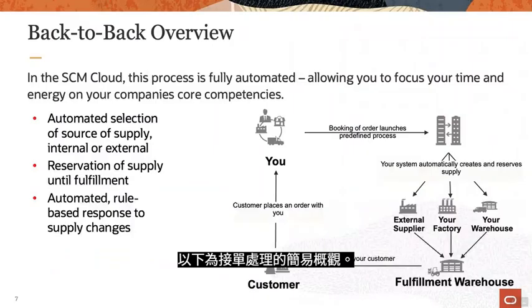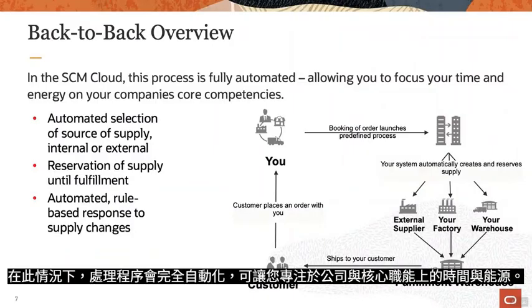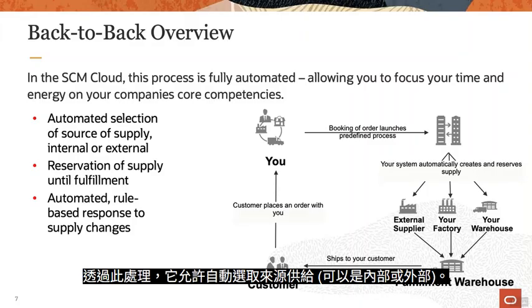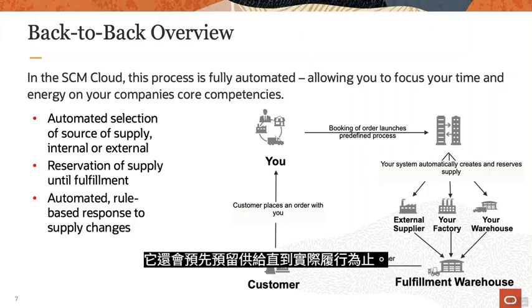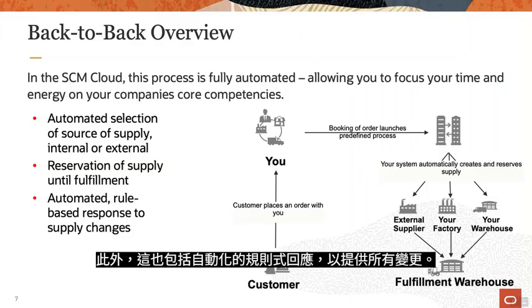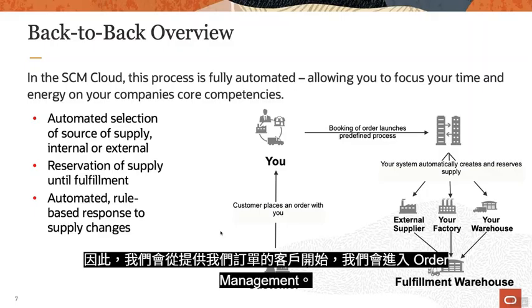The following is a simple overview of the back-to-back process. Within this, the process is fully automated, which allows you to focus your time and energy on your company's core competencies. With this process, it allows for the automated selection of source of supply, which can be internal or external. It also puts a pre-reservation of supply until actually fulfilled. Also, this includes automated rule-based responses to supply changes.